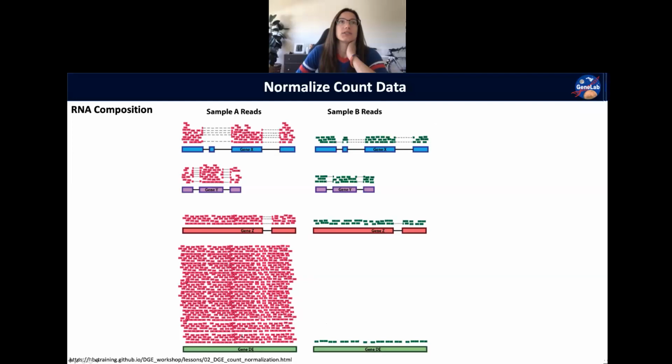And so when we normalize based on the total number of reads here, what would happen is that we would then reduce the relative expression of gene X and gene Y more so in sample A than we would in sample B. And so that would be artificial, because that's not showing the true expression of these genes relative to one another when you normalize for all reads without considering RNA composition.